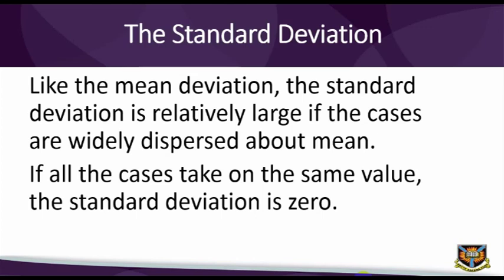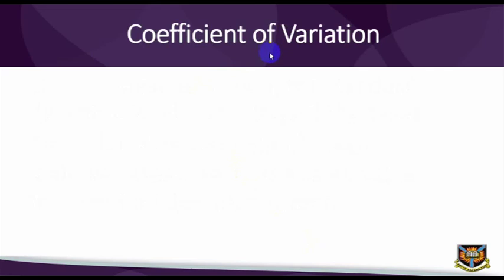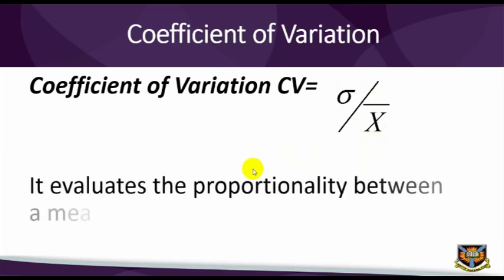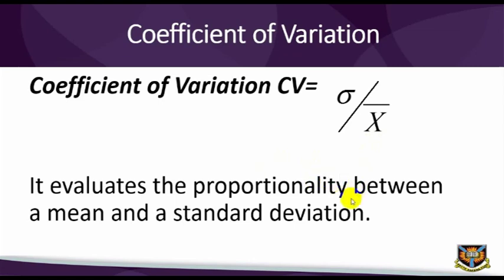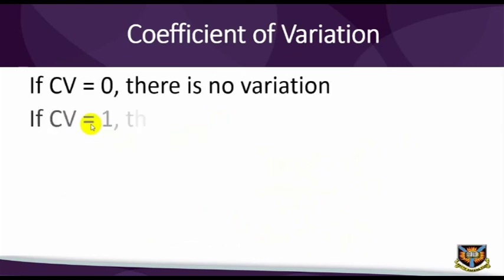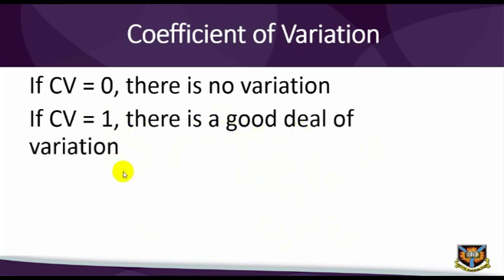Like the mean deviation, the standard deviation is relatively large if the cases are widely dispersed about the mean. If all the cases take on the same value, the standard deviation is 0. 5. Coefficient of variation, CV, is equal to standard deviation over mean. It evaluates the proportionality between a mean and a standard deviation. If CV is equal to 0, there is no variation. If CV is equal to 1, there is a good deal of variation.